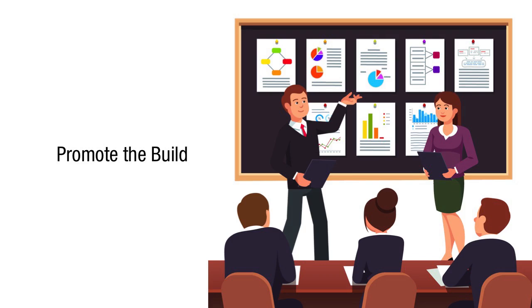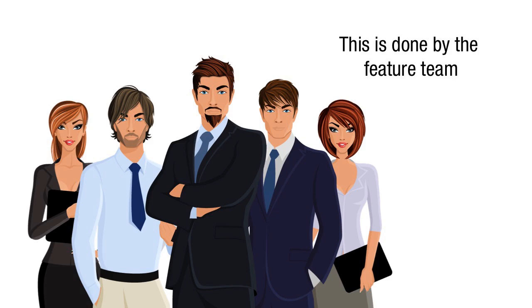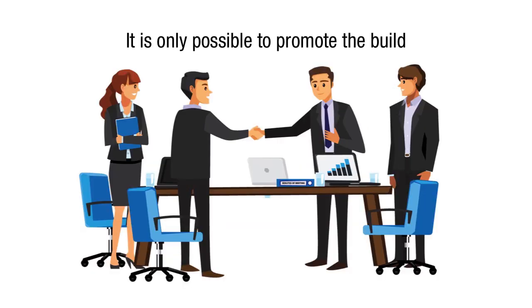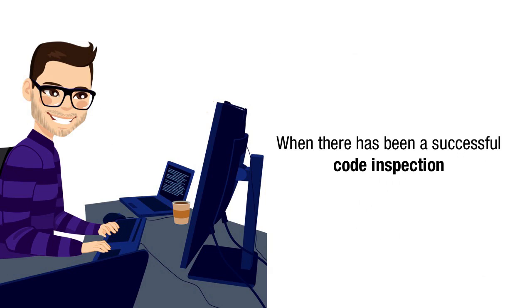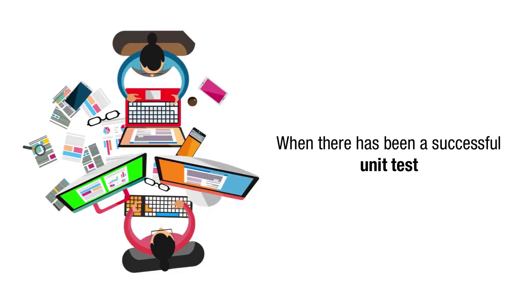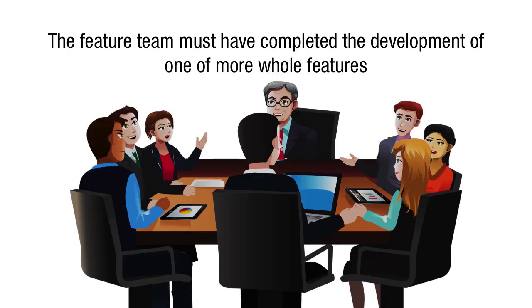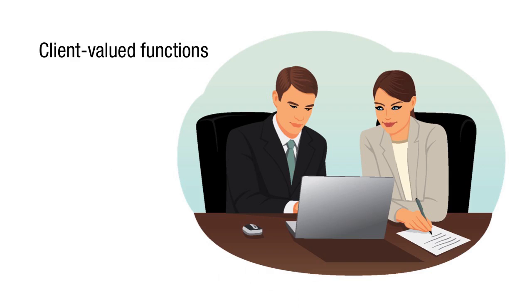Promote the build. This step is required. This is done by the feature team and the chief programmer. It is only possible to promote the build when there has been a successful code inspection and unit test. Verification of the results. The results are verified with a successful code inspection and unit test. Exit criteria. The feature team must have completed the development of one or more whole features, such as client-valued functions.